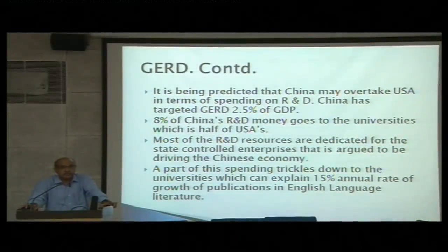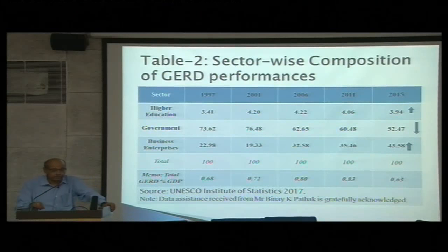And a part of this, in fact, I don't have a table, but China, in terms of the publication in the English medium journals, had a very fast growth, 15.4% or so annual rate of growth. And this expenditure, 8% is earmarked for the universities, but the remaining would ultimately trickle down to the universities, and that is spurring the growth in terms of the publication.